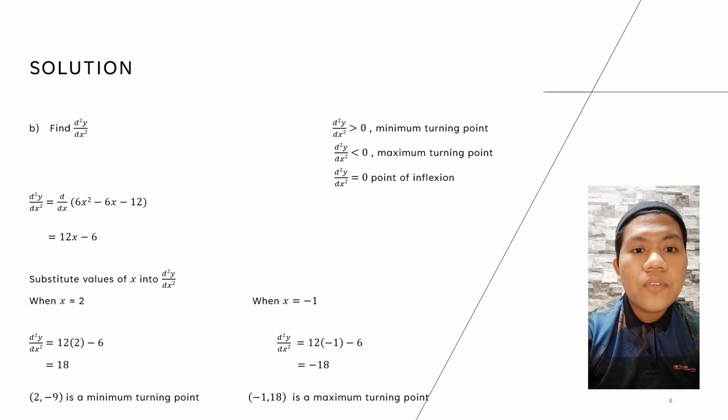And next, our second x is negative 1. After we substitute it into our d squared y over dx squared equation, we got negative 18. So from this, we know that the coordinate (negative 1, 18) is a maximum turning point because negative 18 is a negative number.